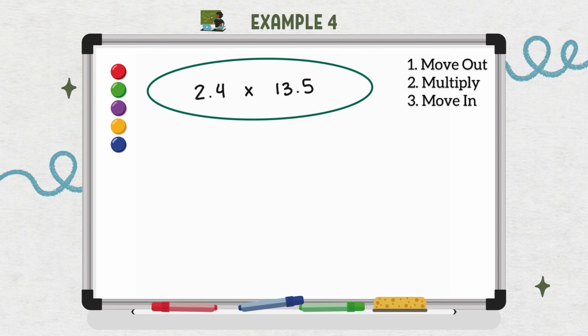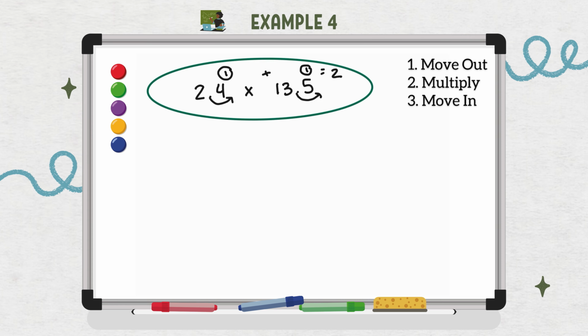Example 4. We have 2.4 times 13.5. Step 1. Move the decimal out. We're going to move it out once here. Note it. And we're going to move it out once here. Note it. 1 plus 1 equals 2. Let's save that number for later.